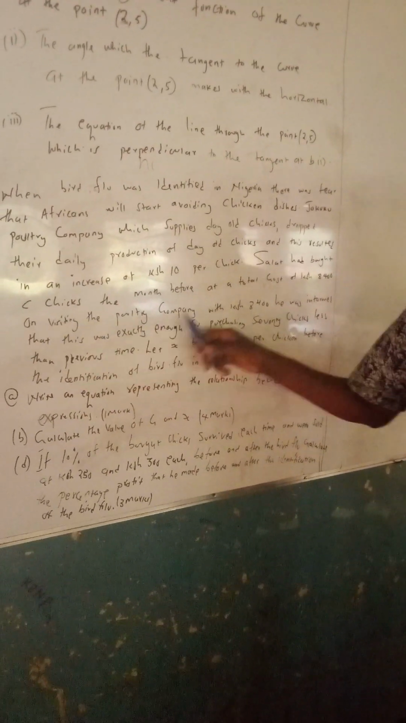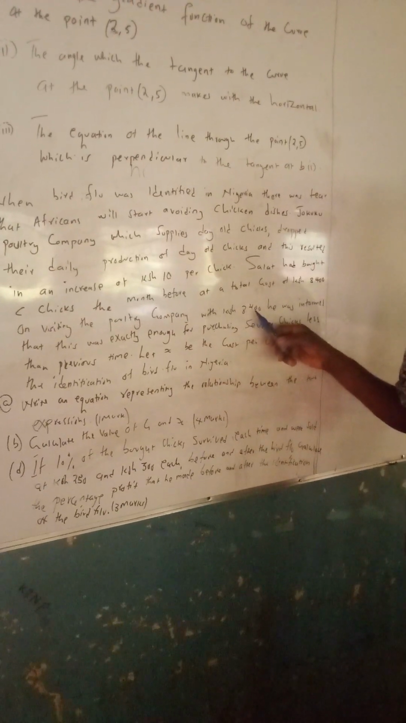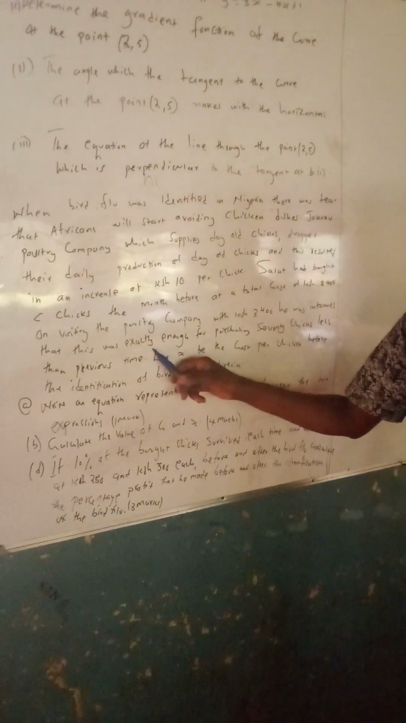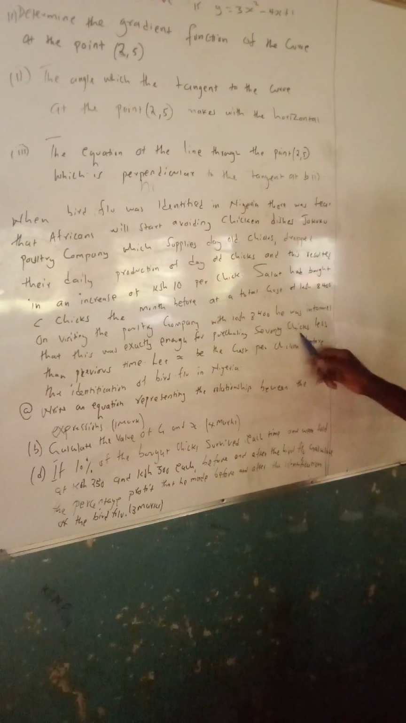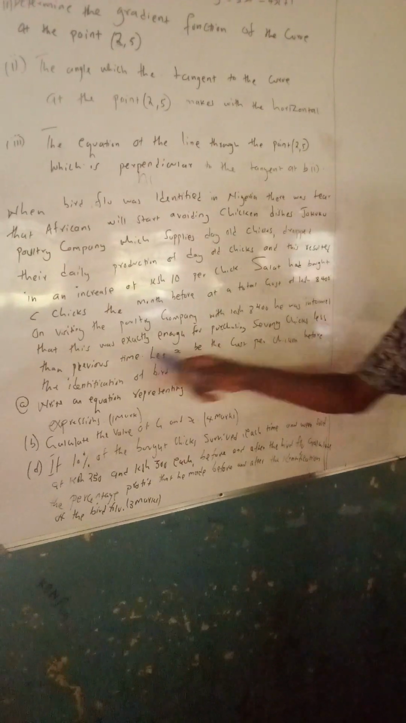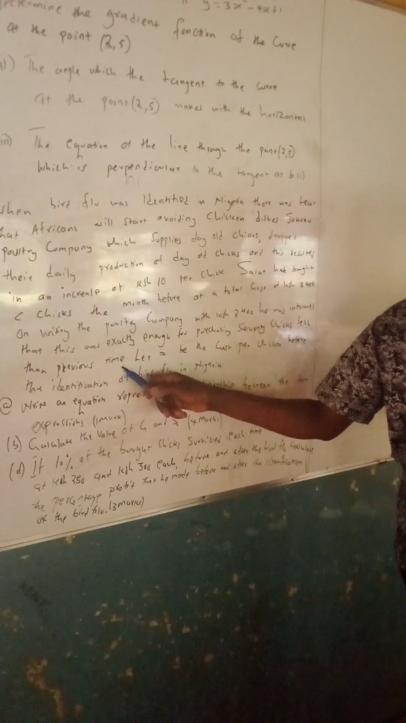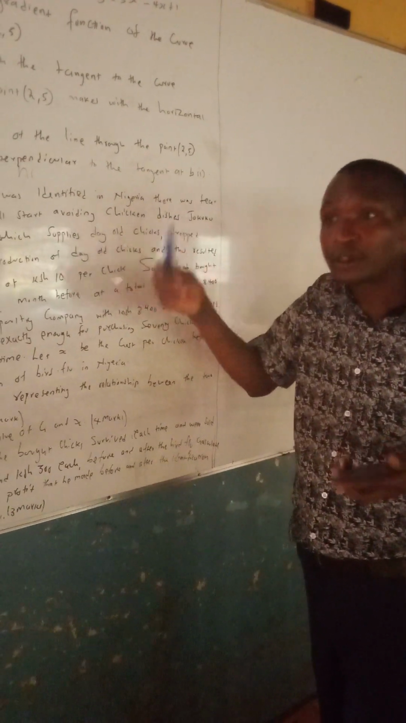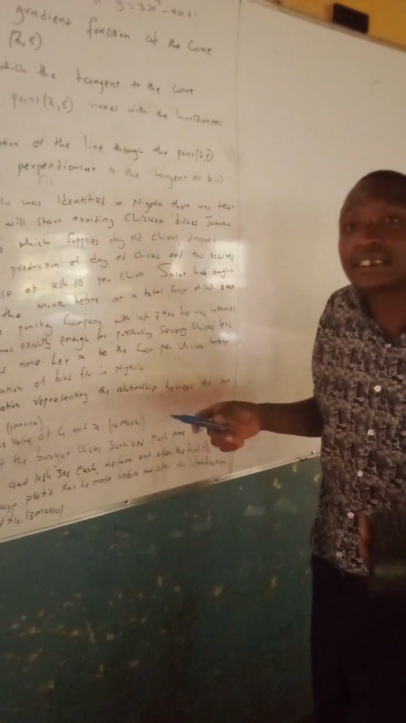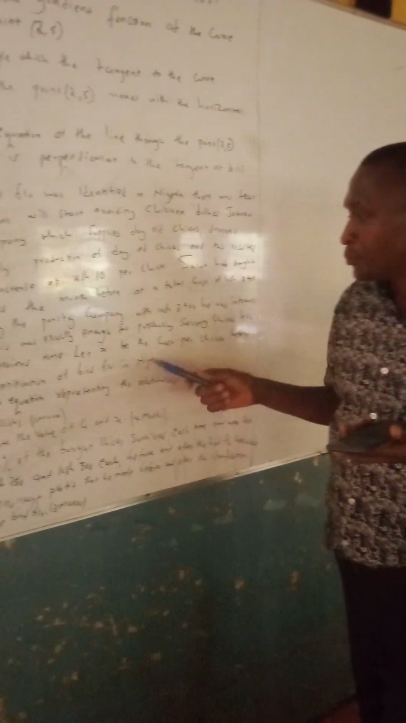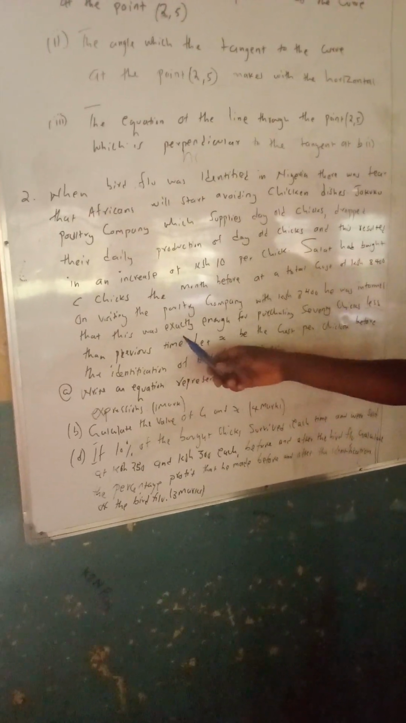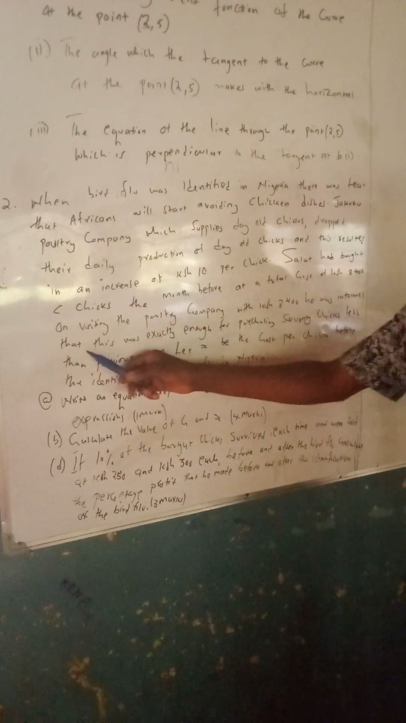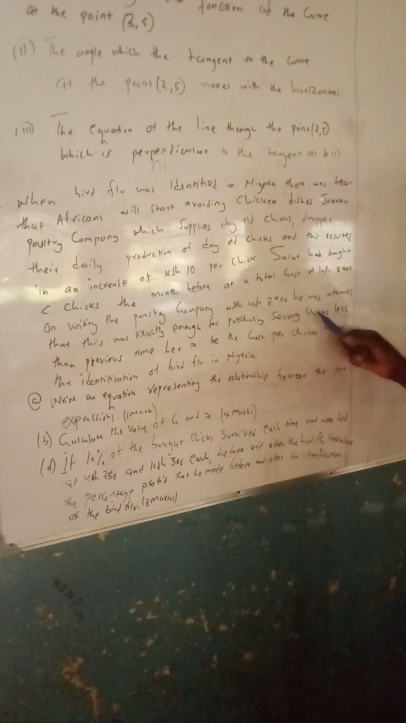But on visiting the poultry company with the same Kenya shillings 8,400, he was informed that this was exactly enough for purchasing 70 chicks less than the previous time. So the same money, 8,400, will not buy the exact number, but it will be less by 70 because the price has gone up by 10 more. Are you getting that?